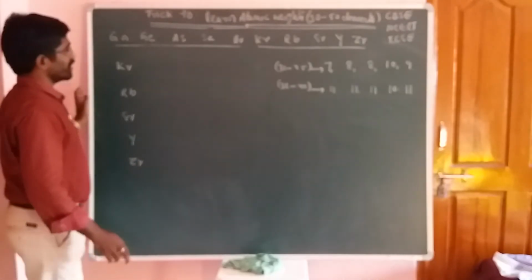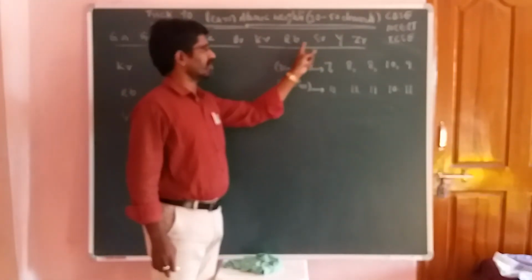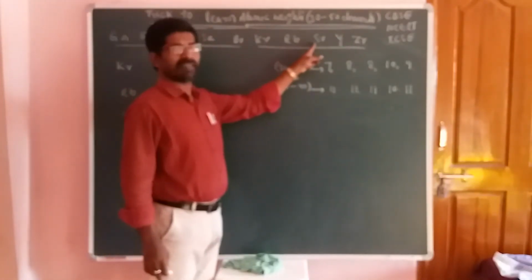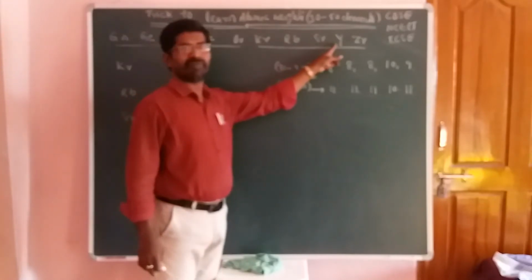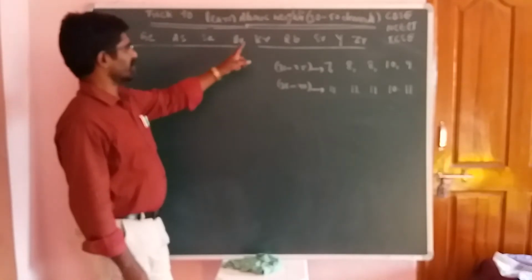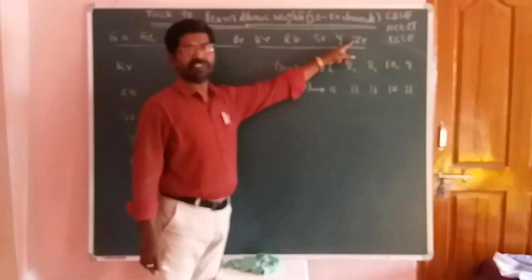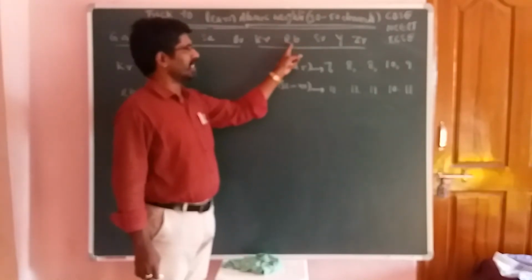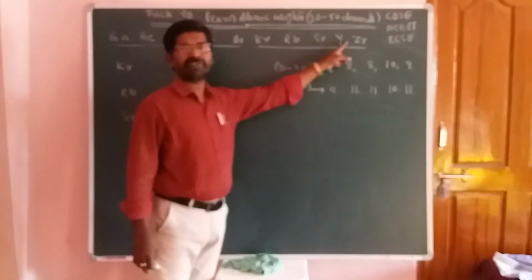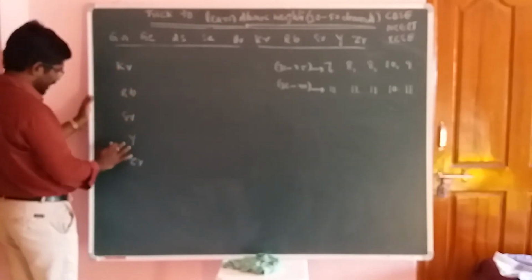If you get confused, you should remember the first letter of each one. R is the first letter, then S, then Y, then Z for zirconium. Students, now these are the elements: krypton, rubidium, strontium, yttrium, zirconium. Now you should write 36, 37, 38, 39, and 40.